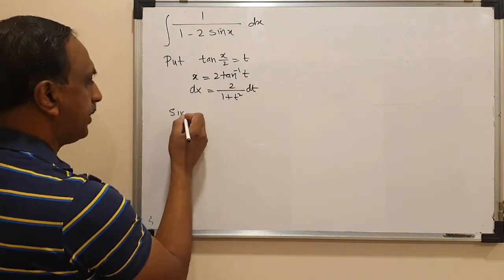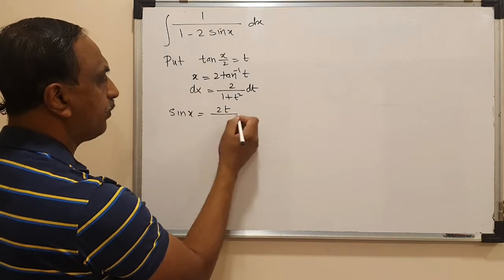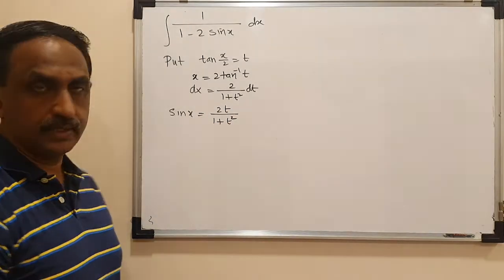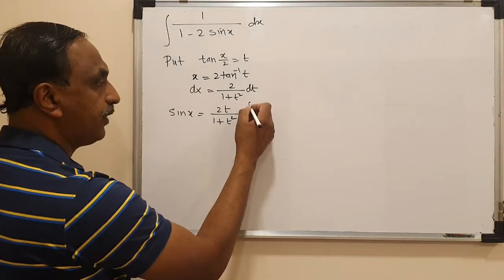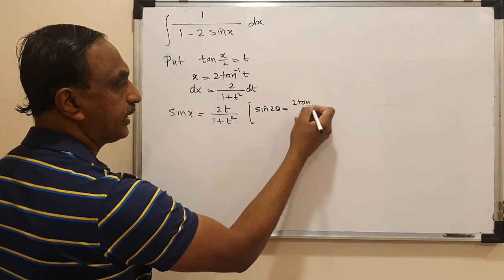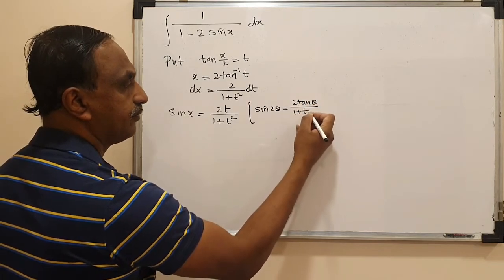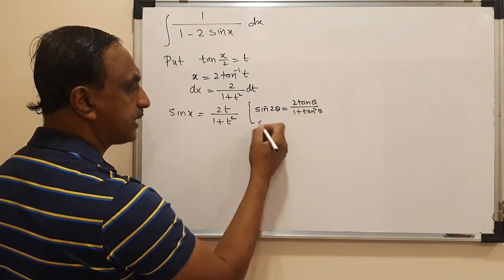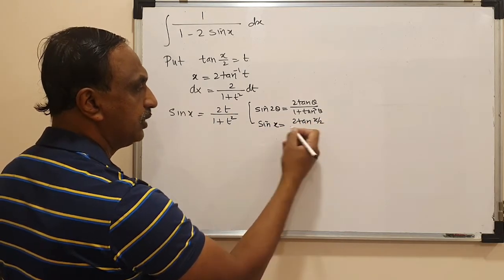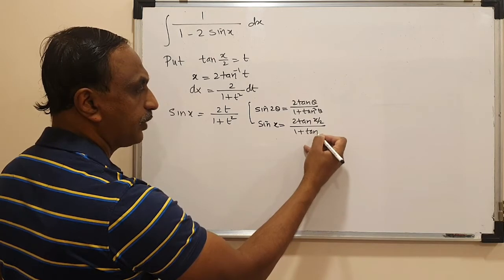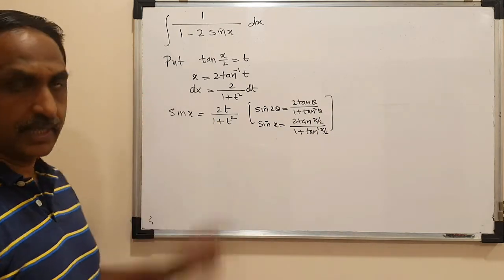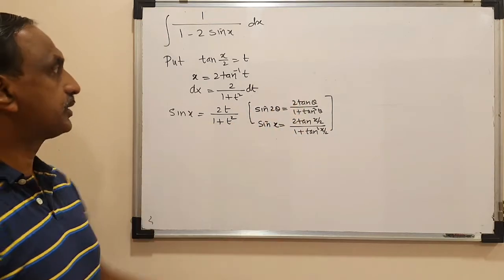And sin x can be written as 2t upon 1 plus t square by the formula. Sin x is sin 2 theta's formula. Sin 2 theta is 2 tan theta upon 1 plus tan square theta. So naturally sin x will be 2 tan x by 2 upon 1 plus tan square x by 2. If at all you have not understood this, I am writing it again. But in the exam, directly write this. You don't have to write all the steps.